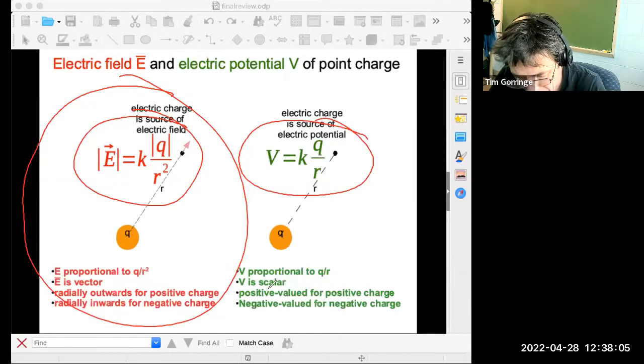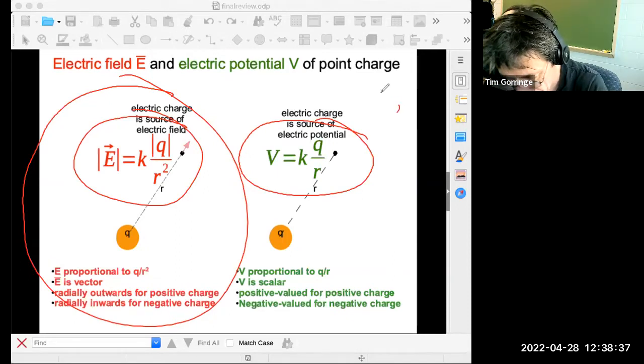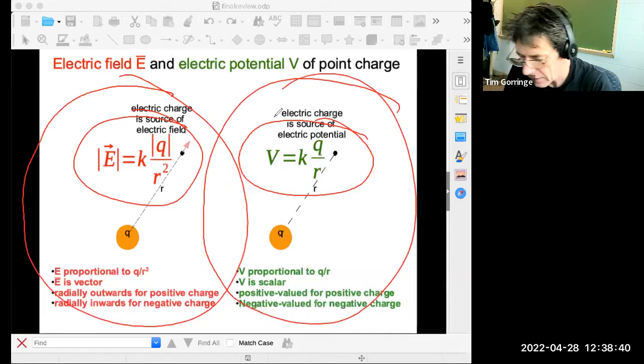And then finally, an important point about potential is it's a scalar quantity. So it has a size that can be positive or negative, depending on whether you've got positive and negative charges, but it doesn't have a direction like the electrical field has a direction. So that's an important difference. For positive charges, the surrounding electrical potential is positive. For negative charges, the surrounding potential is negative. And so that's a summary of the electrical potential of a single point charge.